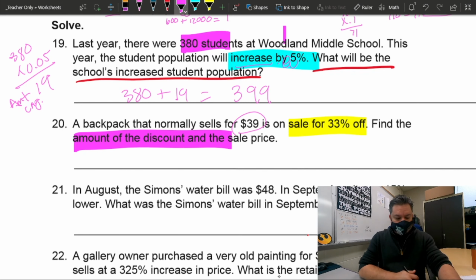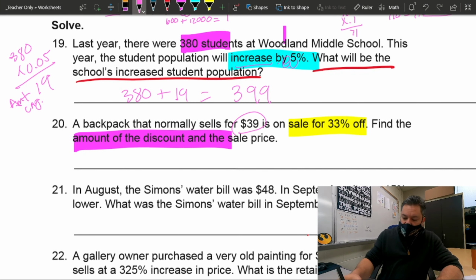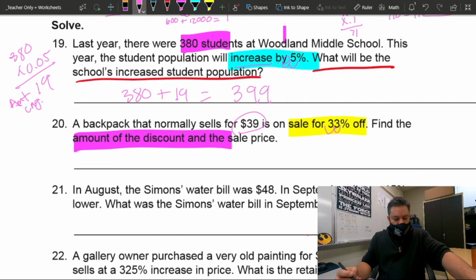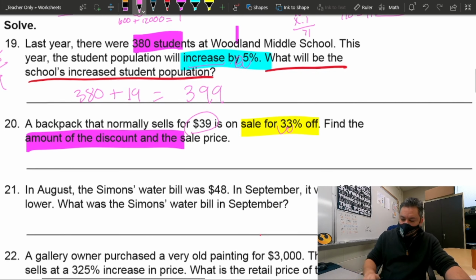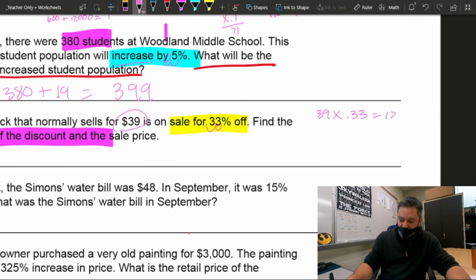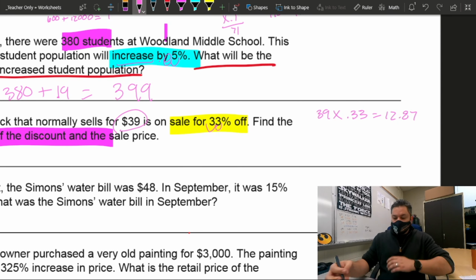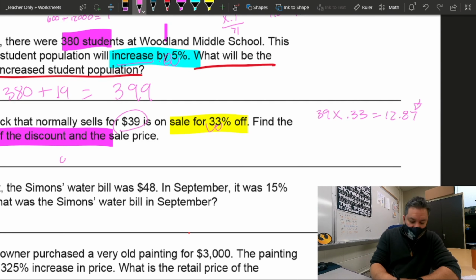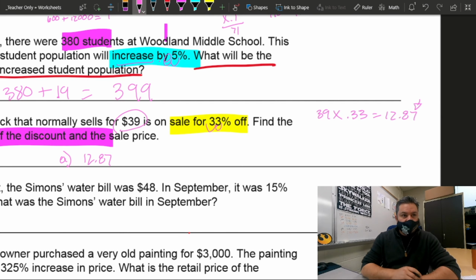So number 20. Step 1, convert percent to decimal. 1, 2. 0.33. Step 2, we're going to multiply by the original. So we have 39 times 0.33. And when we multiply that, we get 12.87. This is how much is going to go down. So the price is going to go down by 12.87. Now, what is my new amount?